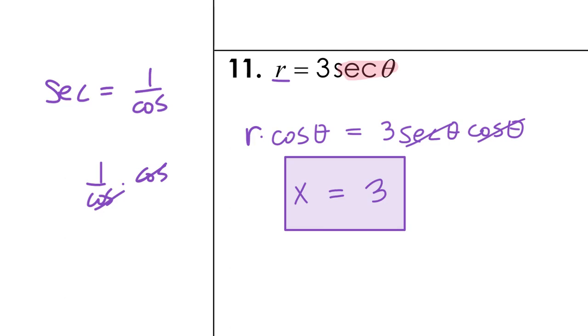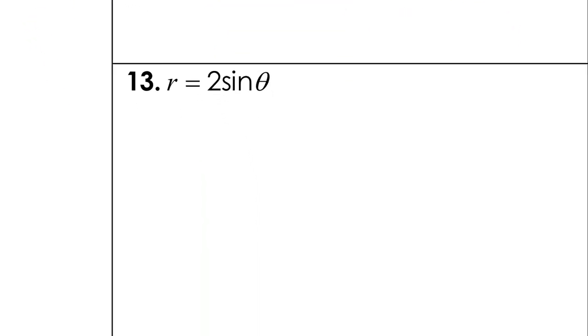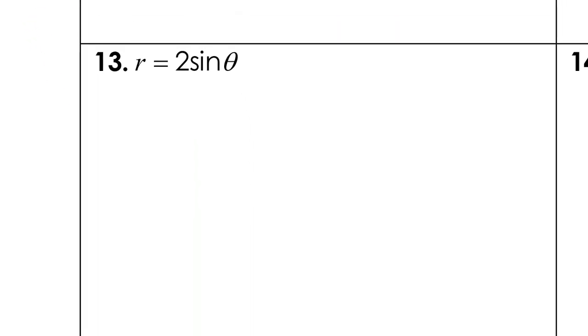Okay, let's do one more. So what if we're given the equation r equals 2 sine theta? So again, I'm trying to get some x's and y's here. I can try that same trick. If I multiply by cosine on both sides, that's not going to cancel this out. If I multiply by sine on both sides, it's still not going to cancel that out. So what about if we square both sides? I think that should help. So r squared equals 2 sine theta squared.